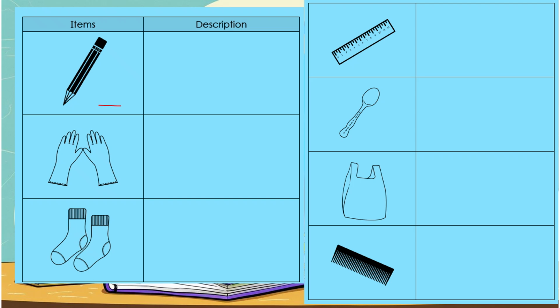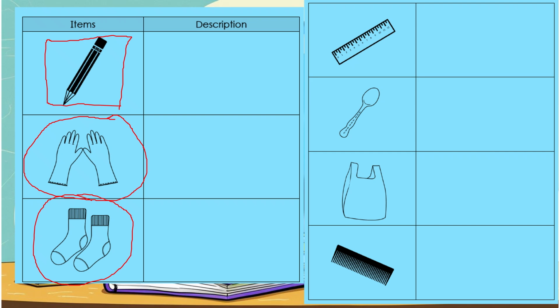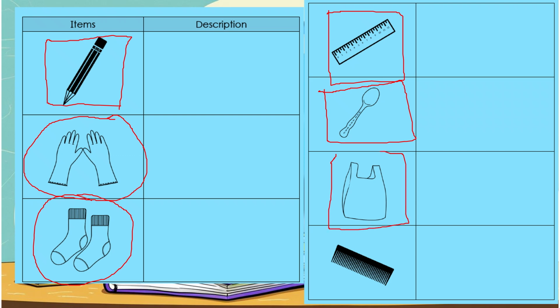This one is box. This one is circle. This one is circle. This one is box. This one is box. This one is box. This one is box.